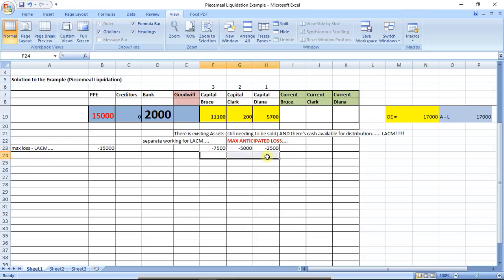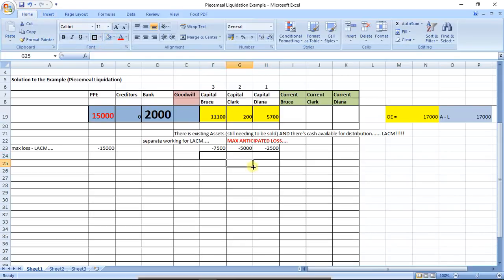So if I put a total here, who's still in a good position? Well, if I take Bruce's amount and subtract the loss, and I do that for Clark and Diana, you can see that Bruce is still going to have something after having sustained a maximum loss. Clark will have nothing. He's actually owing the partnership now because he is supposed to pay 5,000 of the loss, but he only has 2,000 of capital in the business. So the minus 4,800 is something he is going to have to pay to the partnership.